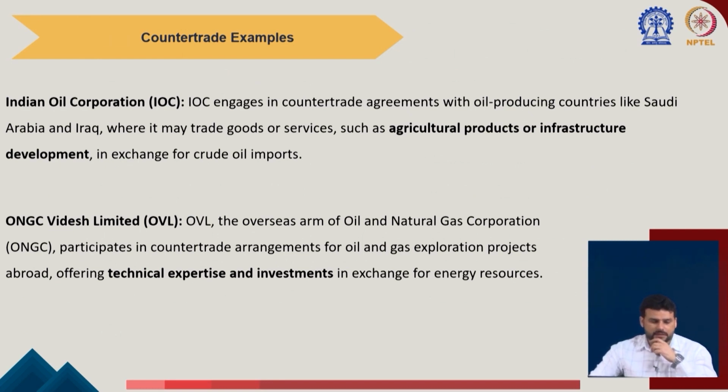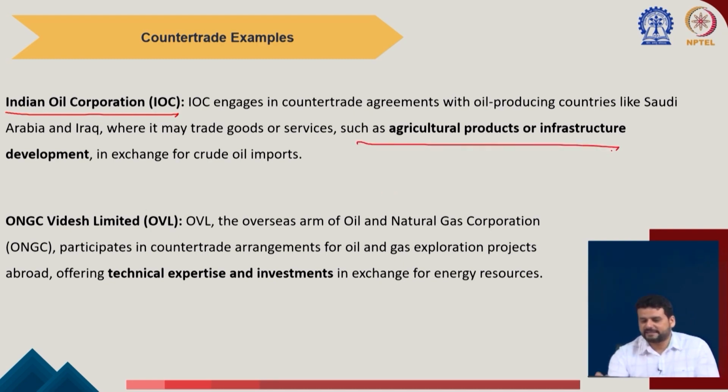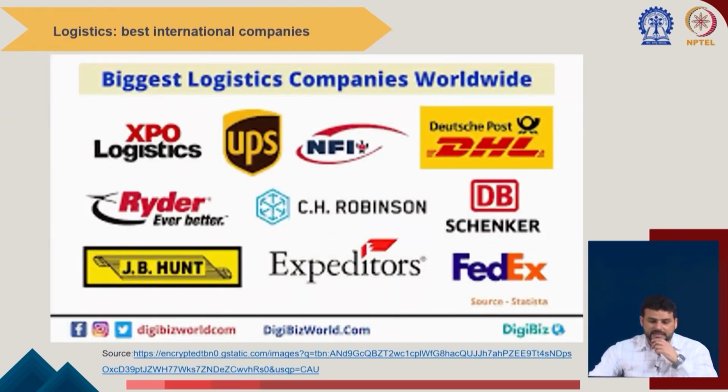As a counter trade example, look at Indian Oil Corporation. They are importing crude oil from Saudi Arabia and selling them agriculture products and infrastructure development products. ONGC Videsh Limited, the Oil and Natural Gas Corporation's arm, is also offering technical expertise and investment, and in turn exchanging energy resources. This is how these trade partners are working.